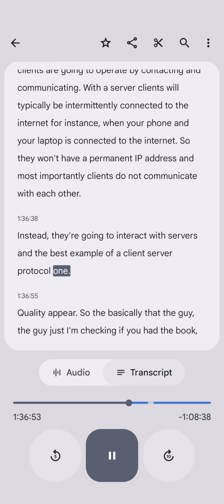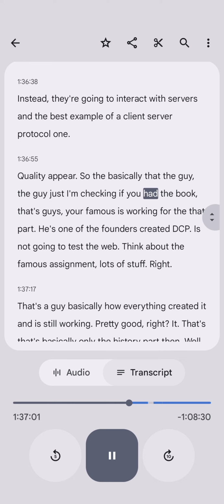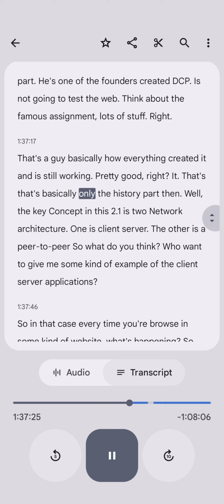Right? So what do you think? How about the peer-to-peer? If you have the book, that guy is really famous. He's working for Apple. He's one of the founders, and he created TCP. Think about the famous Einstein, lots of stuff, right? That's the guy. Basically, that's how everything was created and it's still working pretty well, right? That's basically the only history part. Then one of the key concepts in this section 2.1 is two network architectures. One is client-server, the other is peer-to-peer.